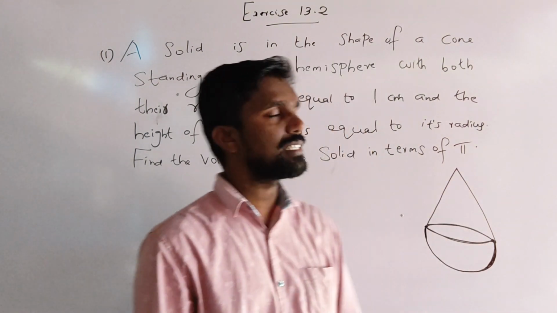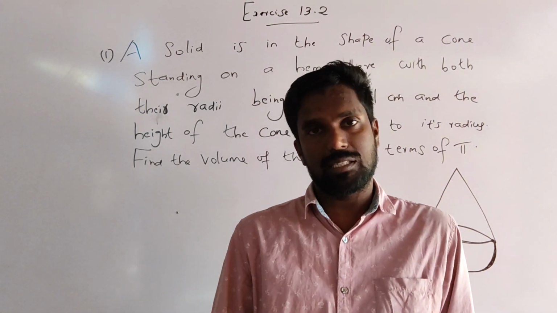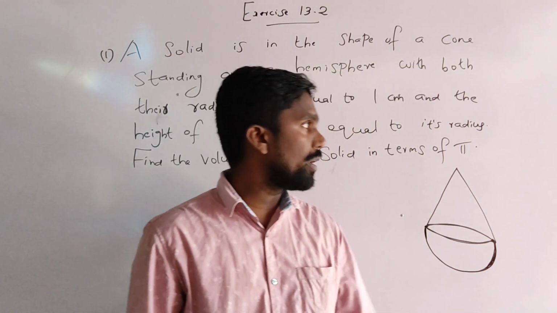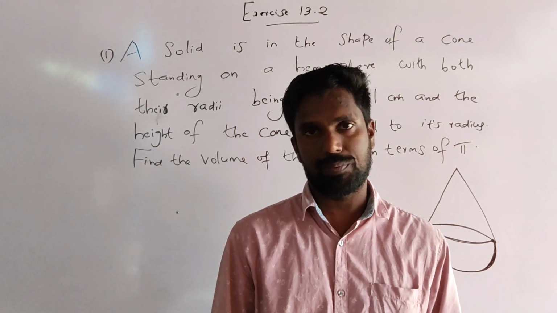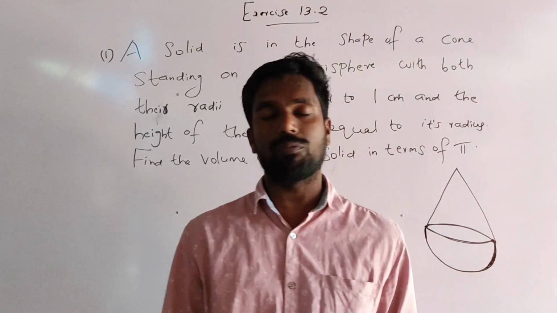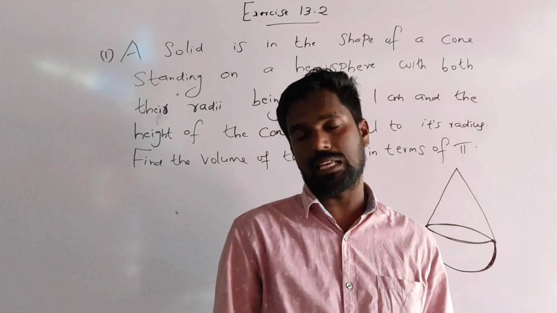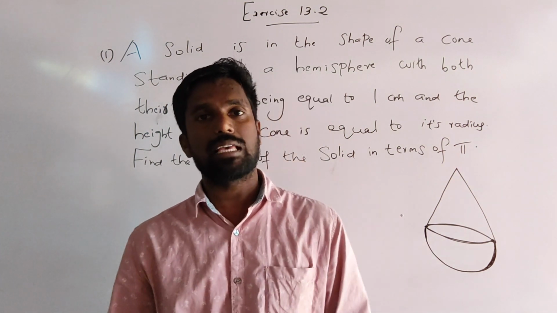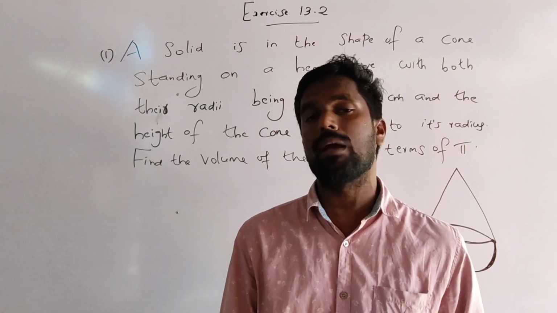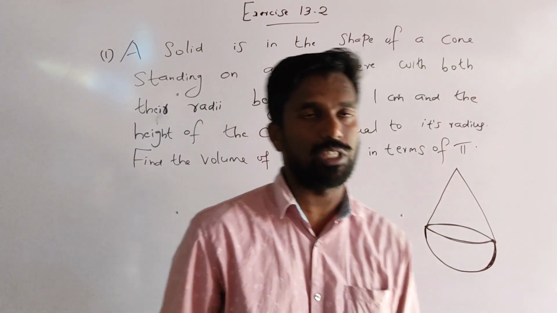Next, we are going to discuss exercise 13.2. Exercise 13.2 means volume of the combination of solid shapes. In the first exercise, 13.1, we discussed surface area of the combination of solid shapes. But in this exercise we are discussing volume of the combination of solid shapes. Exercise 13.2, first question.